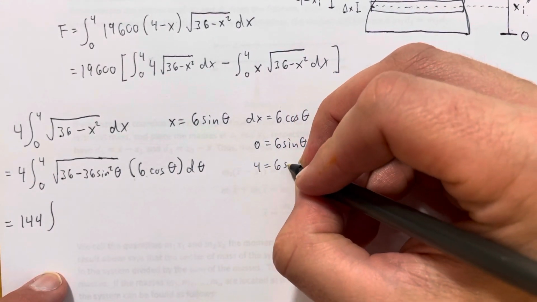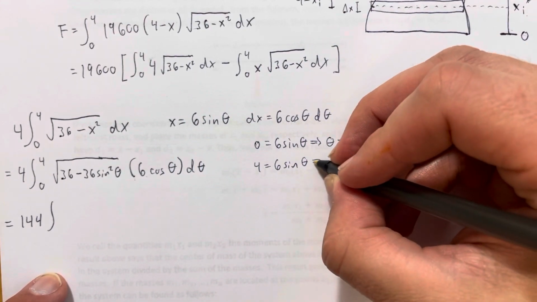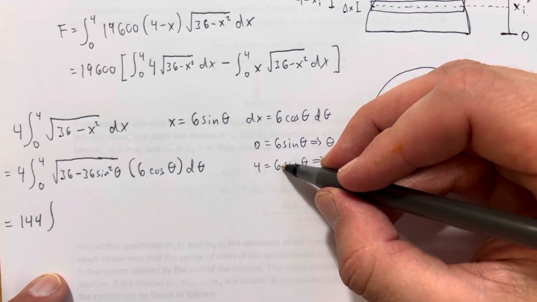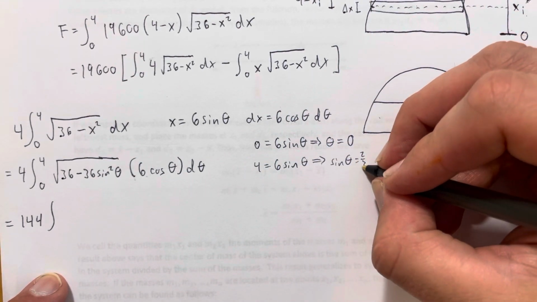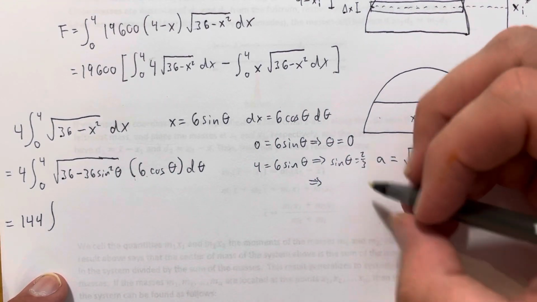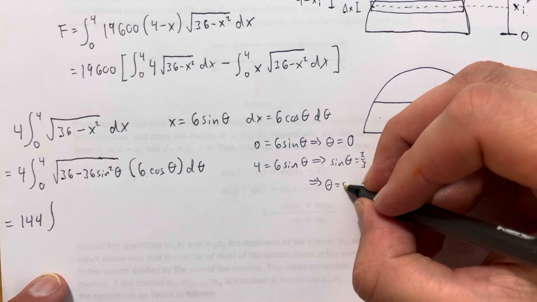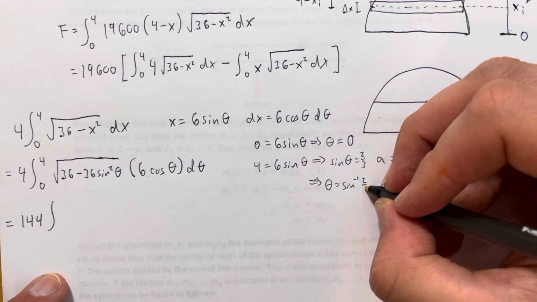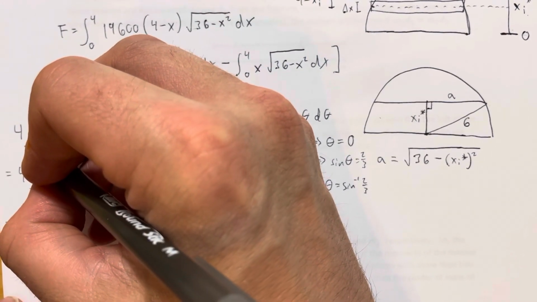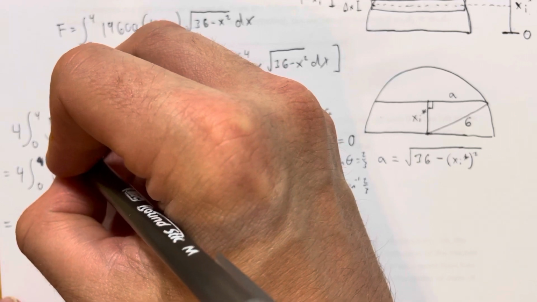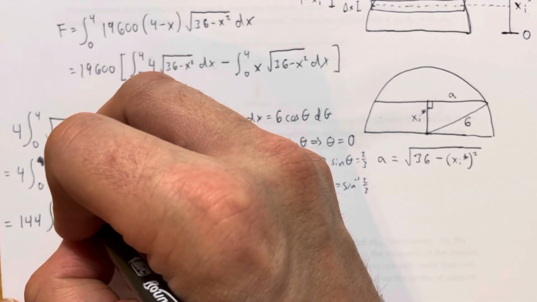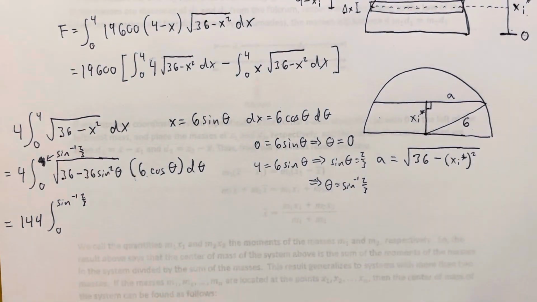4 is equal to 6 sine of theta, which means that sine of theta is equal to 4 over 6 when I divide by 6, or 2/3. That's a value that I don't recognize from my unit circle. So to solve for theta, I just need to put an inverse sine of 2/3 there. So this is actually the inverse sine of 2/3. Okay, now we're caught up. So these are my limits of integration.